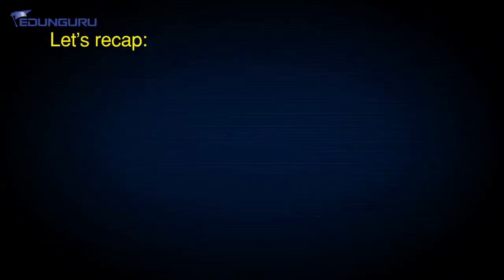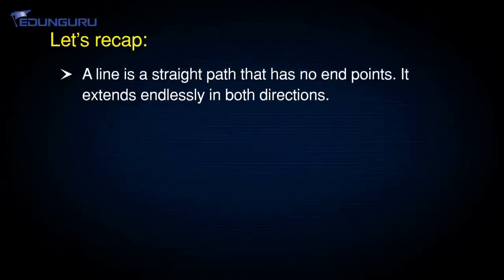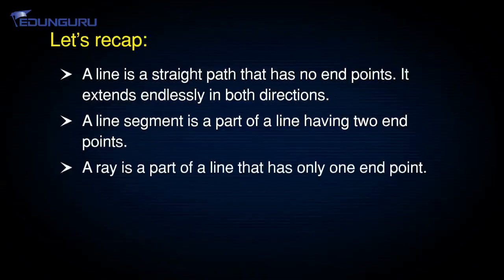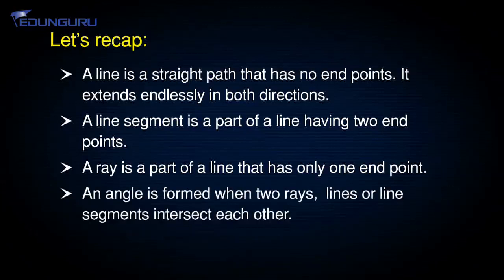So students, before moving on to the next module, let's recap what we have learned in this module. A line is a straight path that has no endpoints. It extends endlessly in both directions. A line segment is a part of a line having two endpoints. A ray is a part of a line that has only one endpoint. An angle is formed when two rays, lines, or line segments intersect each other.